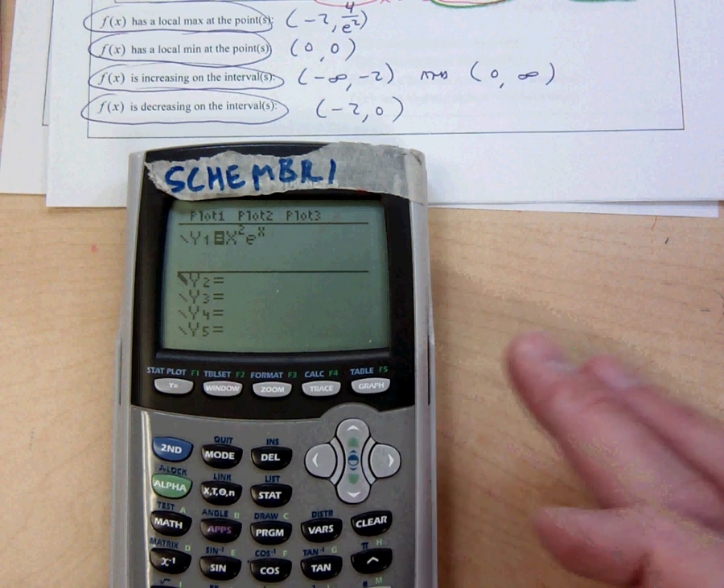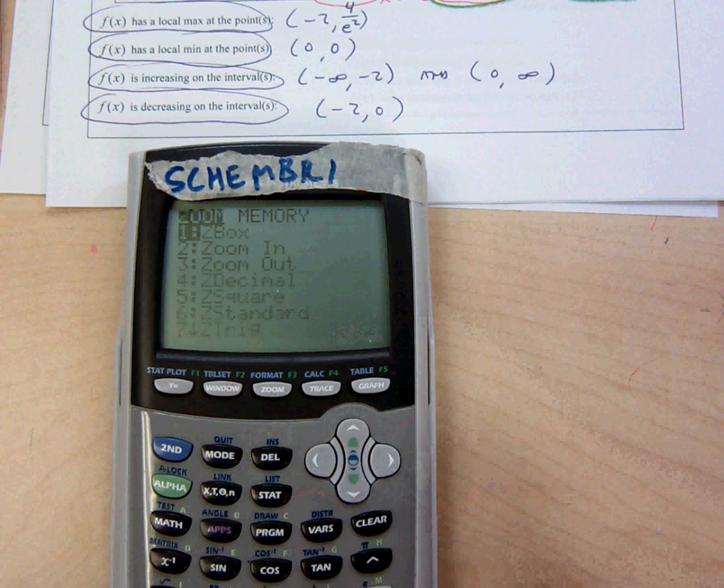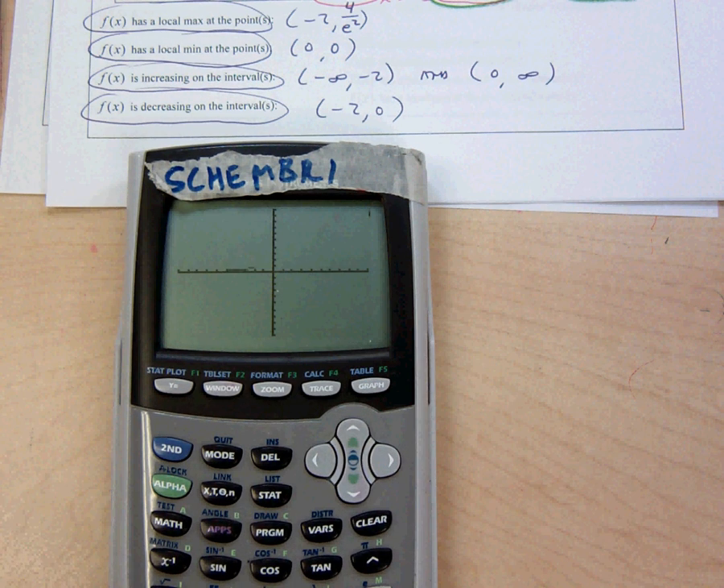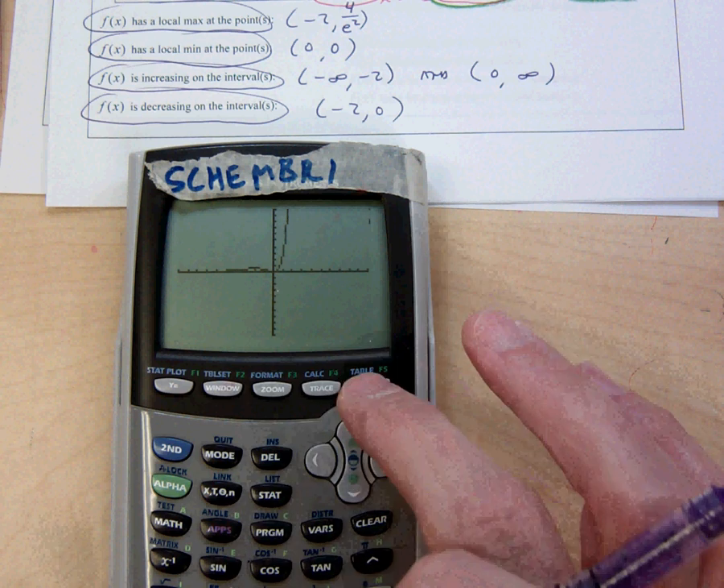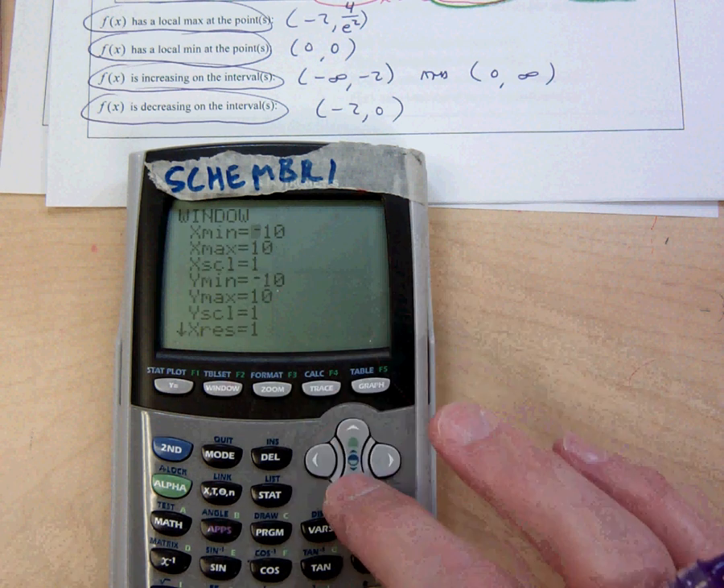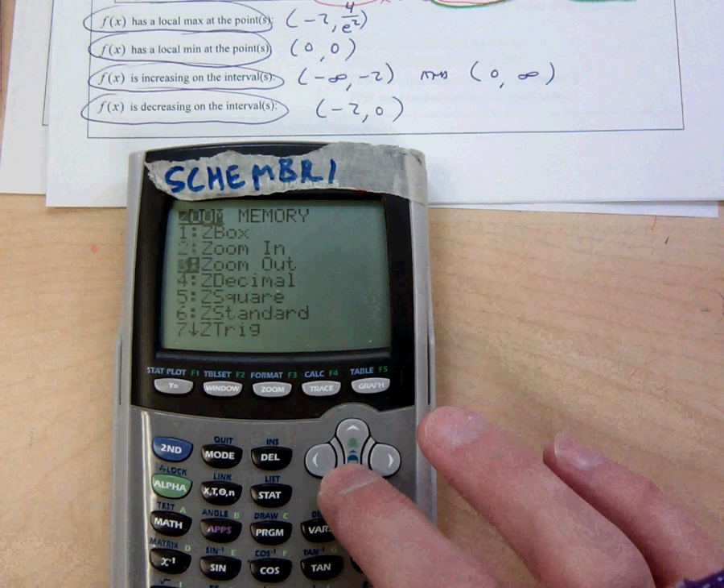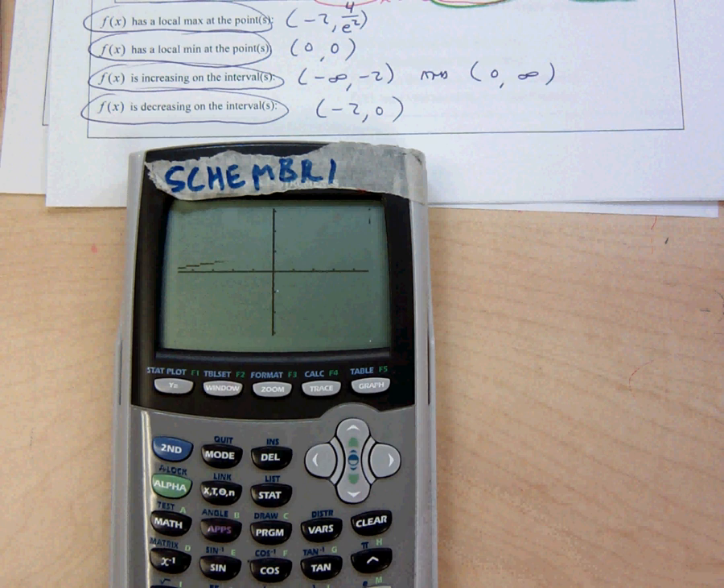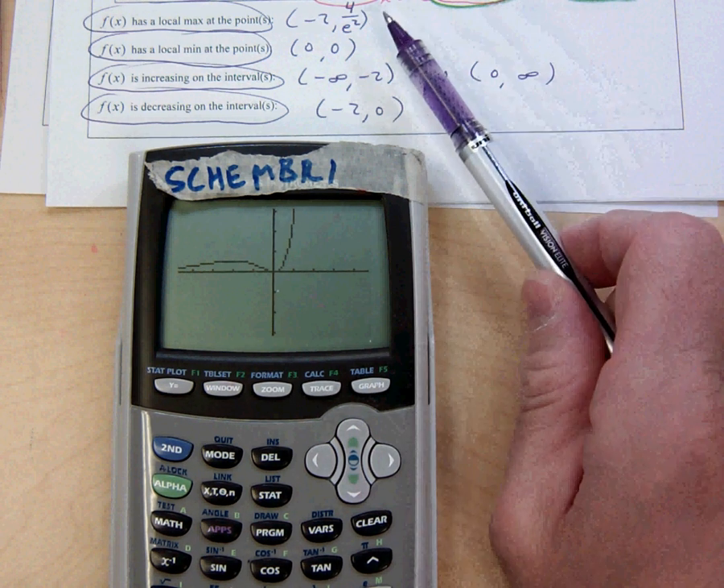Okay, I'm just going to hit Zoom Z standard. And let me actually use a smaller window. Let's try the decimal window. Okay. All right, so what do you think, guys? Look at what we found out.